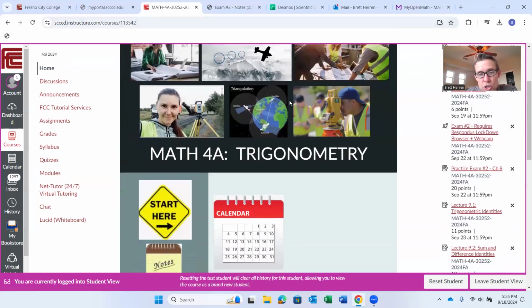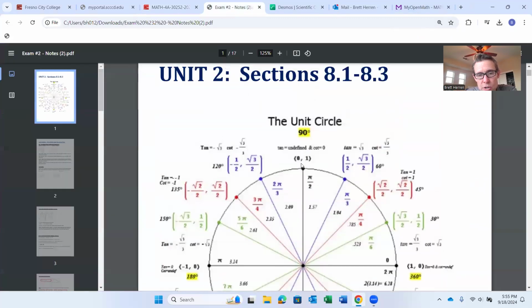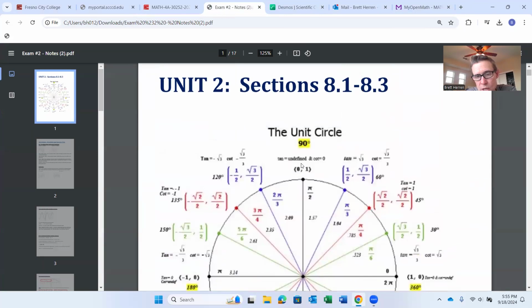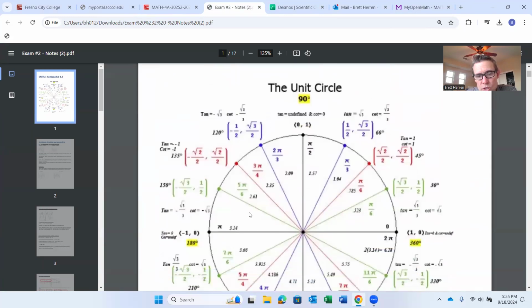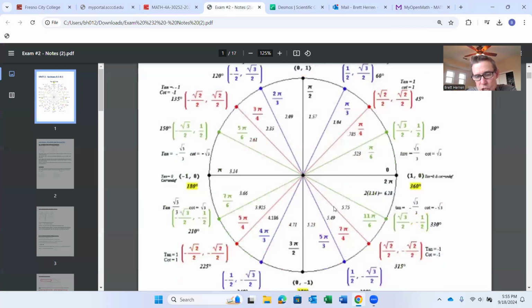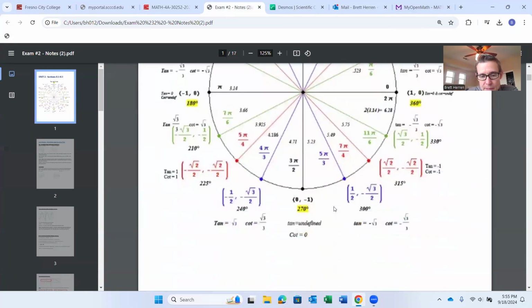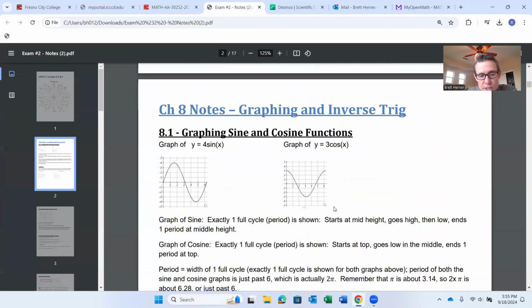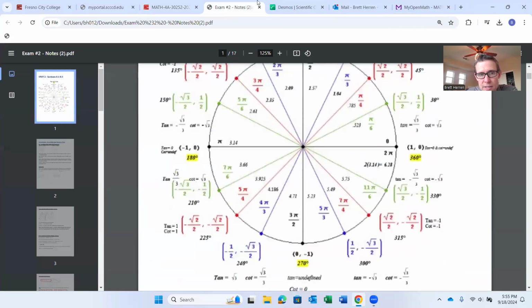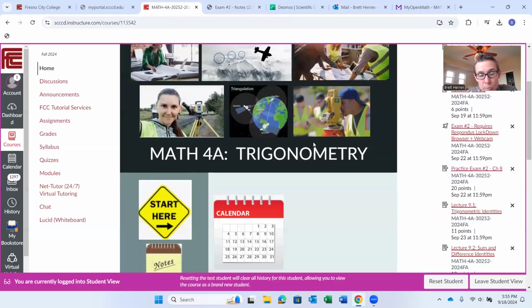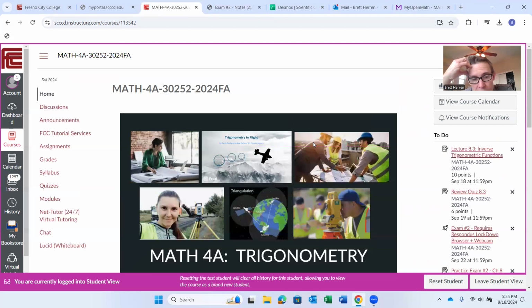Especially you want to use that unit circle. You know what I mean? Like here, let me show you. Here they are. Here's the exam 2 notes. So here's the first page of the unit 2 exam 2 notes. You want to use that unit circle, right? That's a huge part of this exam. And then there's the rest of the notes on graphing sine and cosine and stuff like that. Anyway, I hope you're making use of that and that's working well for you.